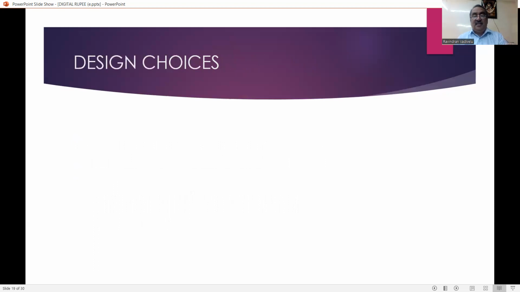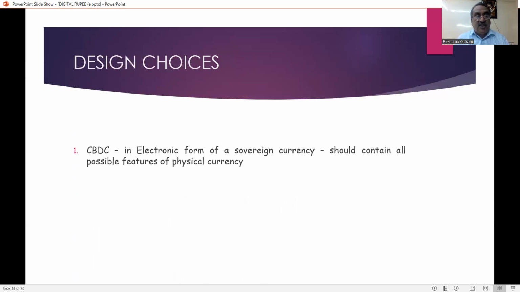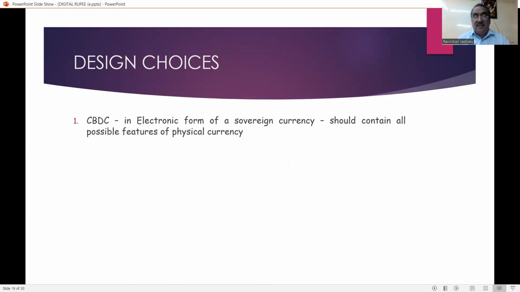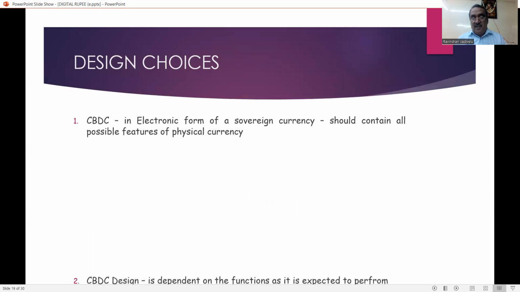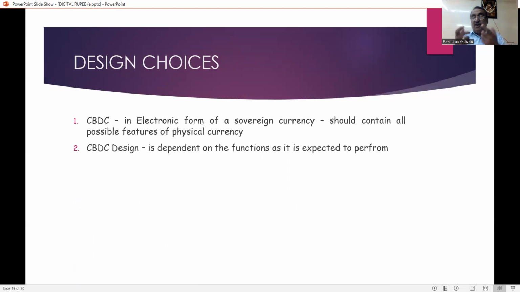So what are the design changes? Now we are going for the design changes. It's an electronic form of a sovereign currency. Sovereign currency means a legal currency, a legal tender, which should contain all the features of the physical currency. So this is the basic thing that RBI said. It's in the electronic form. It has got all the features of the physical currency. That is, you can easily transfer it, you can own it, you can use it for any settlement and everything.